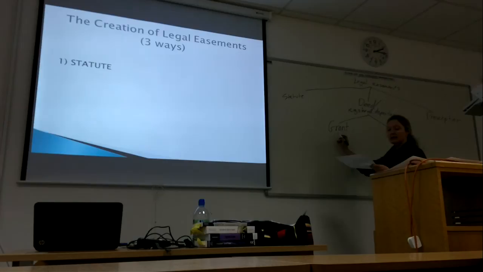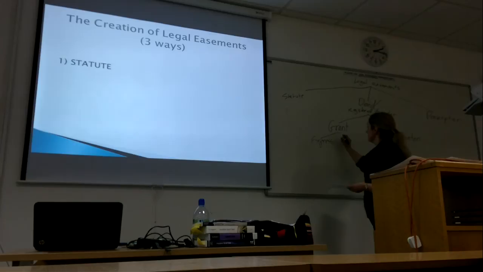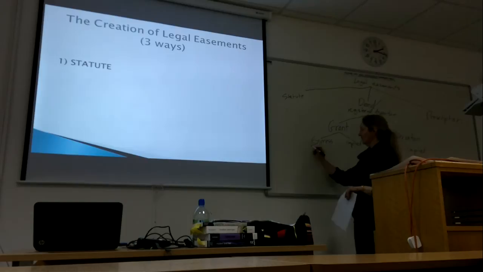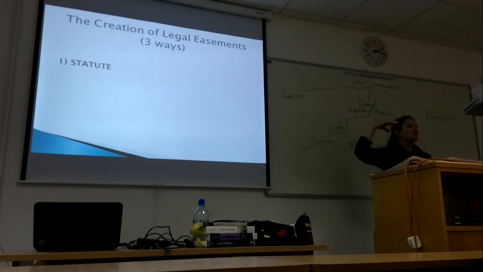Now, with grant and reservation, you've got express and implied for both, because you can expressly state it, or you can find yourself in a situation that the intention hasn't been expressed in either the reservation or the grant, and so then you end up in court, or then you end up negotiating, okay? Express grant, that's actually the most straightforward, that it's actually stated in the conveyance that this easement has been granted. So I don't exactly know how to express that, but I'll just say express, so it's stated, okay? That's what I mean.